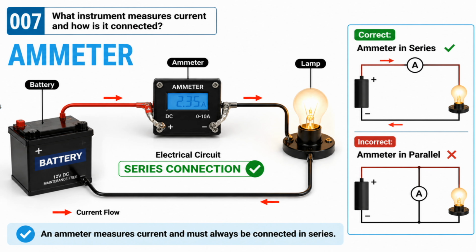Question 7. What is the instrument used to measure electric current, and how is it connected in a circuit? The instrument used to measure electric current is called an ammeter. To measure current accurately, the ammeter must be connected in series with the circuit. Because all of the current flowing through the circuit must pass through the ammeter, a series connection allows the instrument to measure the exact current value. Connecting an ammeter in parallel can damage the instrument and may cause a short circuit.